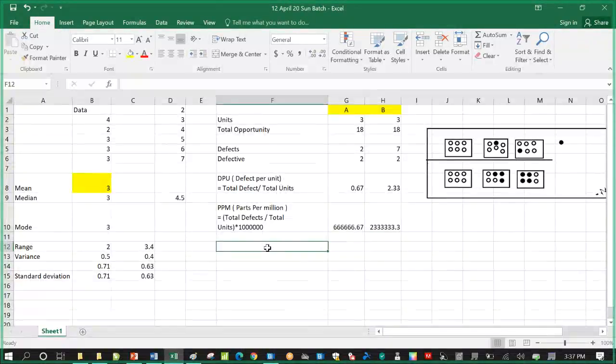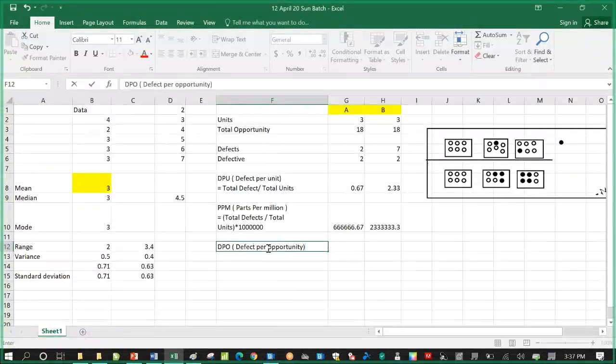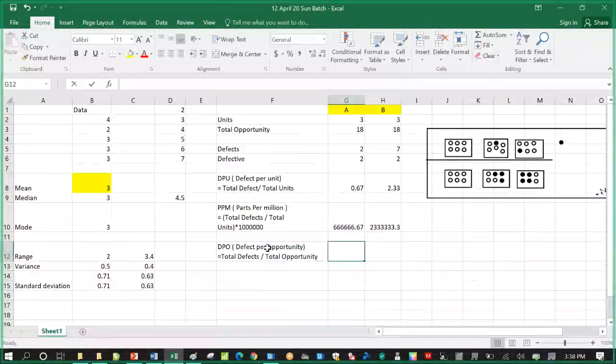Then we have now only two more. Another one is DPO, which stands for defect per opportunity, which is equal to total defects divided by total opportunity. So total defects are 2, opportunities 18.